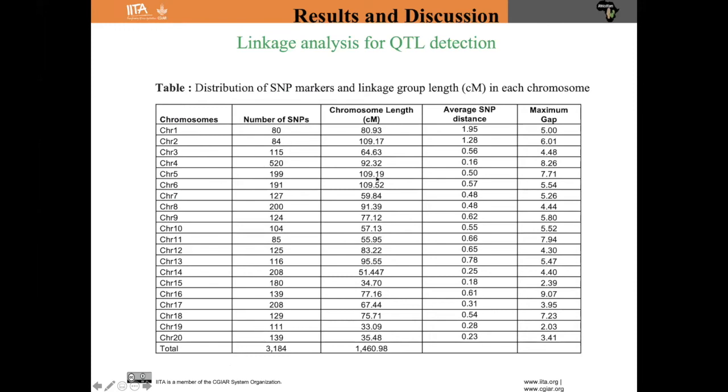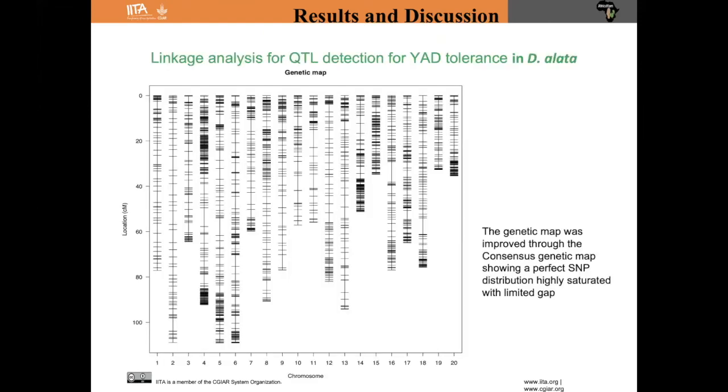We have the total length per linkage group, and then the total distance. Here we have around 1,400, very similar to and close to the genome reference of alata, which is around 1,600. And then the average gap, the distance between SNP markers, is very low, and then the maximum gap across the linkage groups is also not very high. And then we have a very nice genetic map.